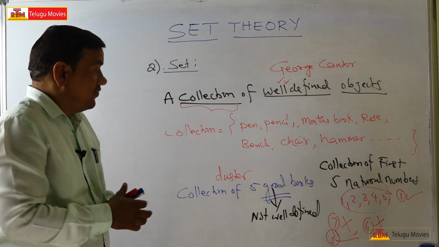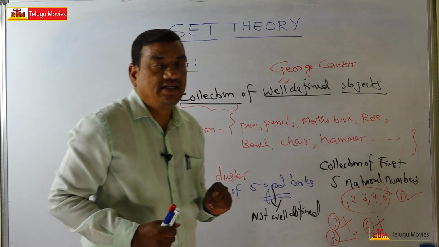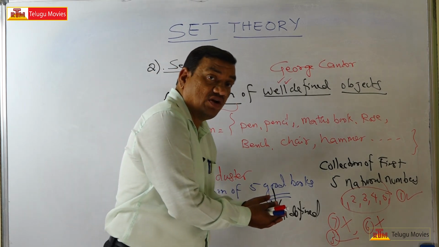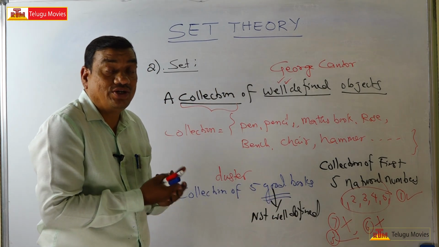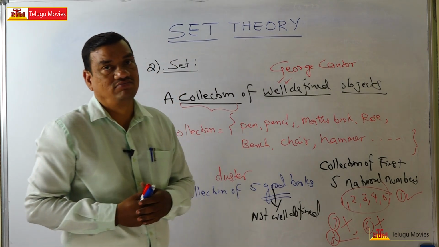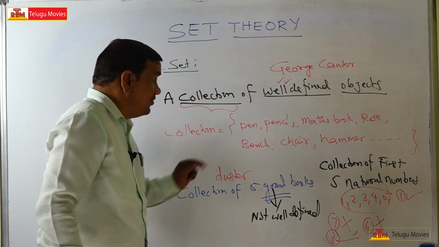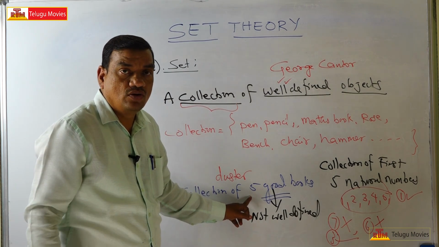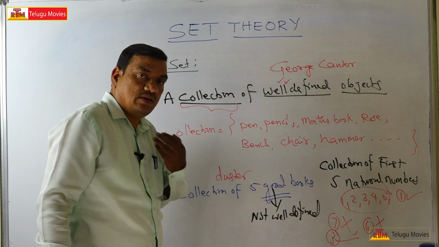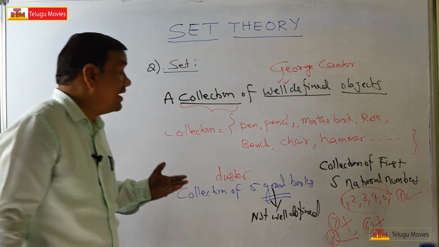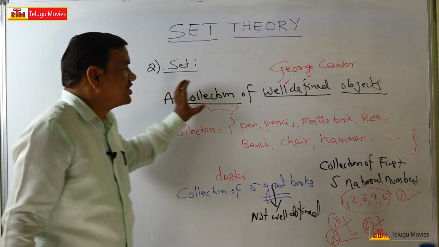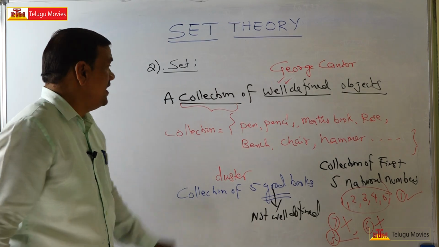That means in a collection, if any object is given, you should be in a position to tell specifically whether that object belongs to that collection or not. Understand? If one book is given, any book, I cannot say whether that book belongs to this collection or not. Why? Because whichever book may be good for me, that may not be good for others. Understand this? Okay. So a collection of well-defined objects is called a set.